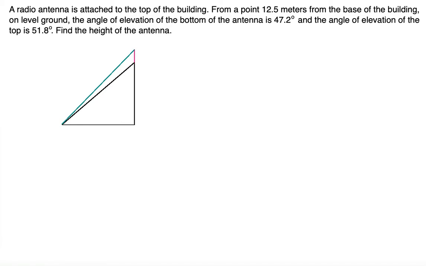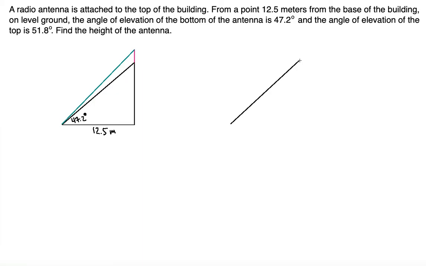Okay, so let's label everything we know. So this is going to be 12.5 meters. This is going to be 47.2 degrees. Okay, and this angle measure is going to be the difference between the 51.8 and 47.2. Okay, so I'm going to model this with a separate graph, and I'm going to make it bigger so that you see it.